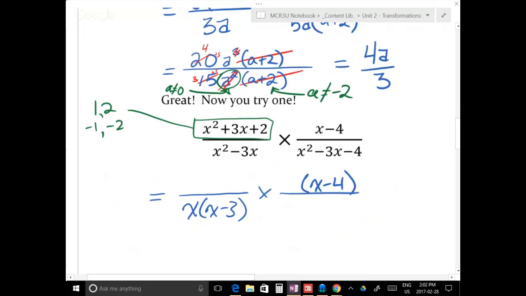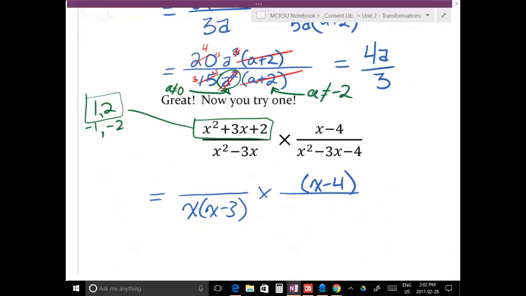What do they have to add to? 3. So which pair works? 1 and 2. That wasn't bad, was it? Now here's what we're going to do, though. We're not going to do decomposition.